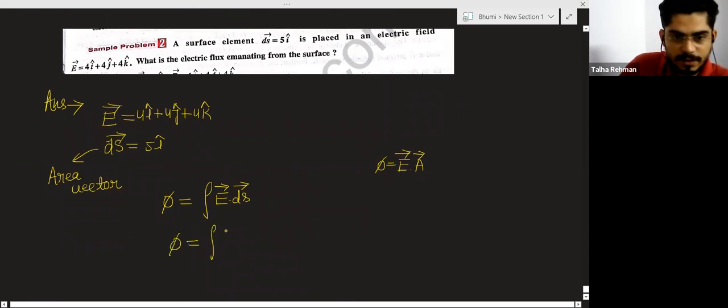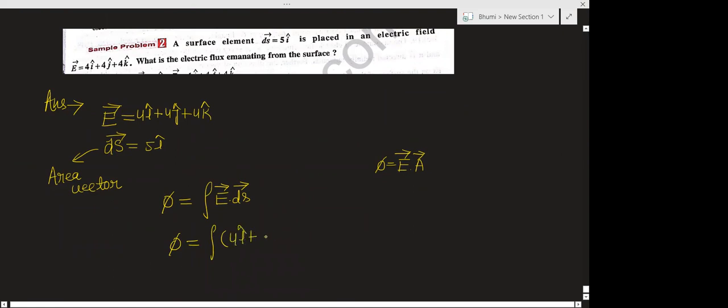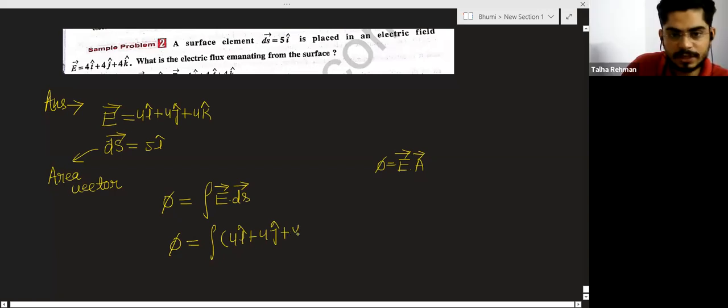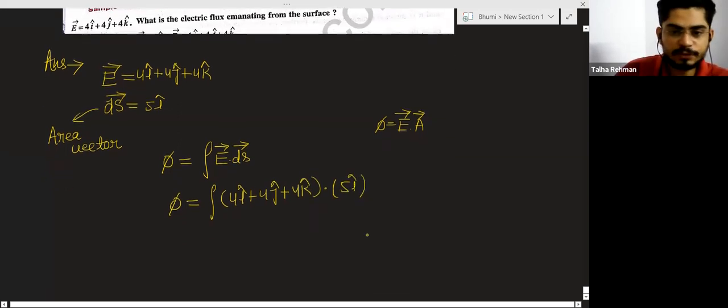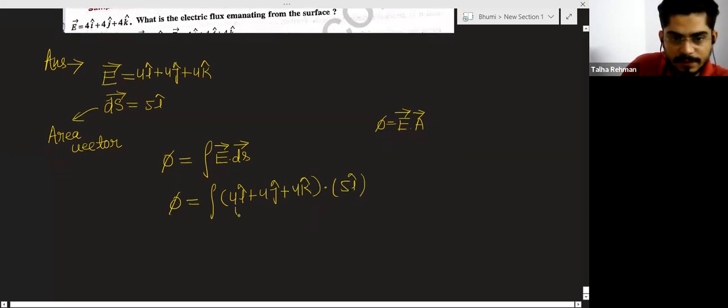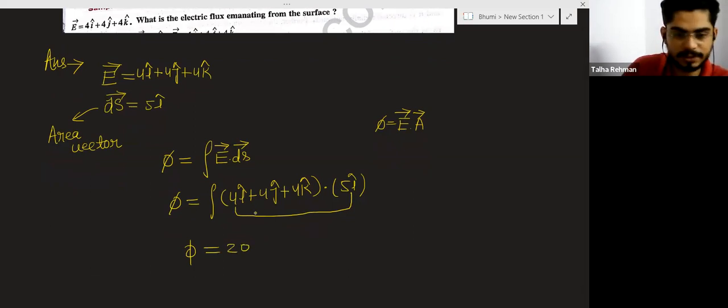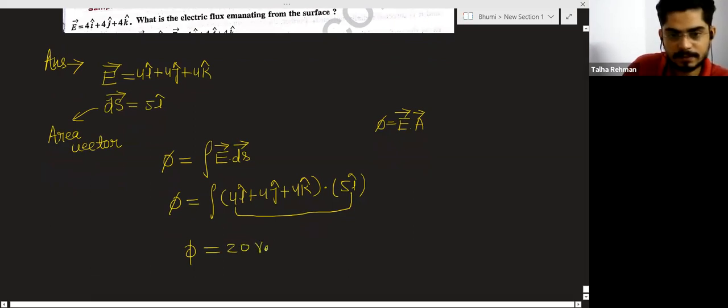So here we will take the dot product of 4I cap plus 4J cap plus 4K cap with 5I cap. So simply what you have to do is multiply this 4 with 5 only, and you will get the answer: 20 volt meter. This is the answer.